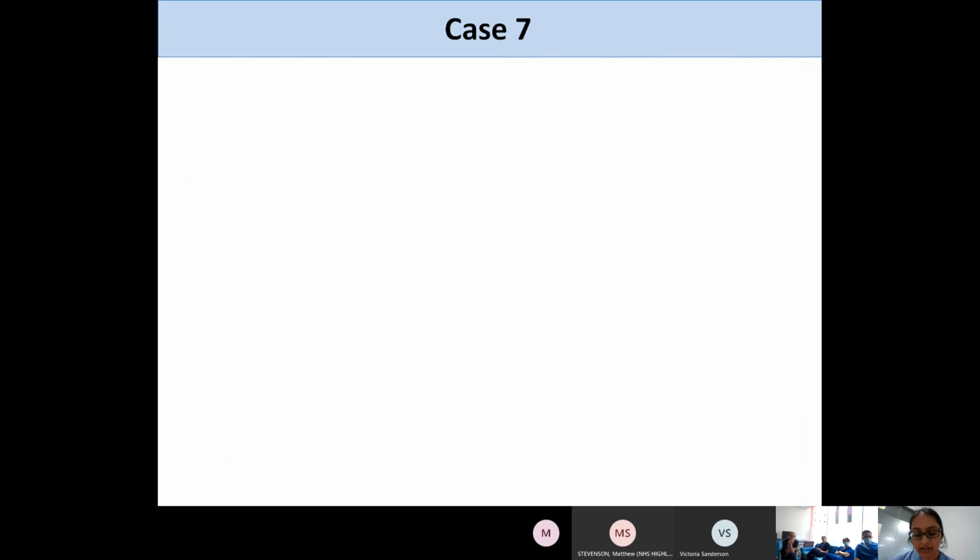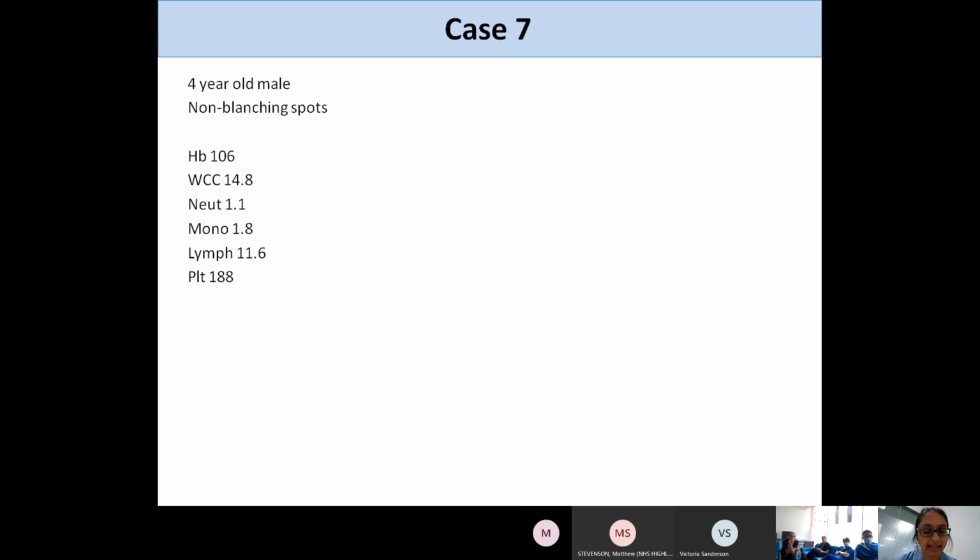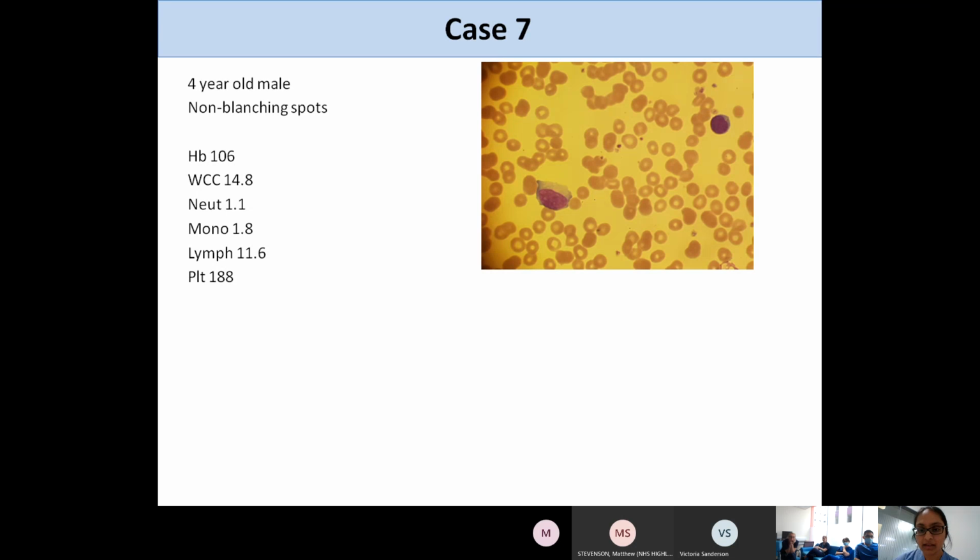This is another case of a patient with a reactive condition. So this was a 4-year-old boy, and his clinical details were non-blanching spots. Again, he had a slight anemia. Hemoglobin was 106. White cells were 14.8. Neutrophils were slightly low at 1.1. His monocytes were raised at 1.8, and his lymphocytes were raised at 11.6. And he had a normal platelet count. And this was his blood film.